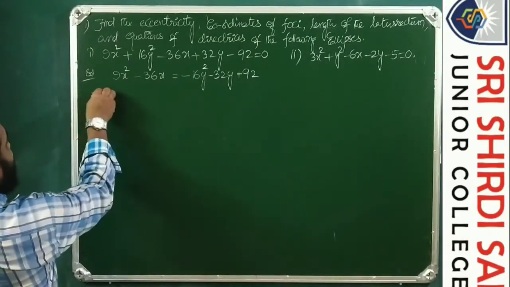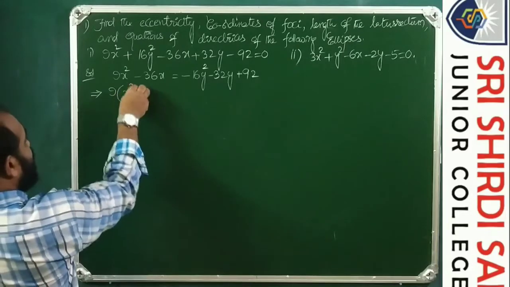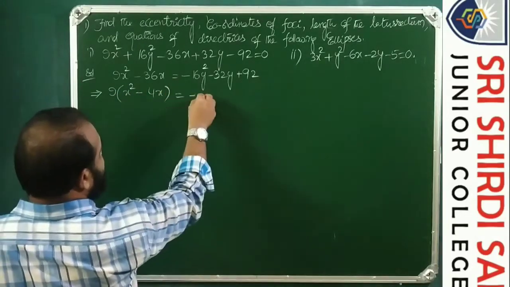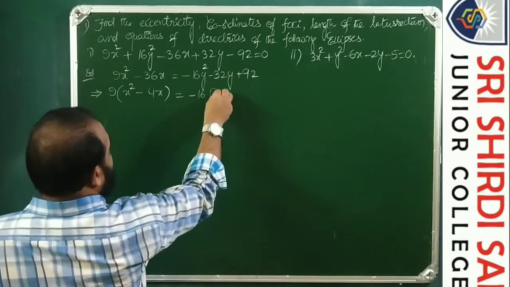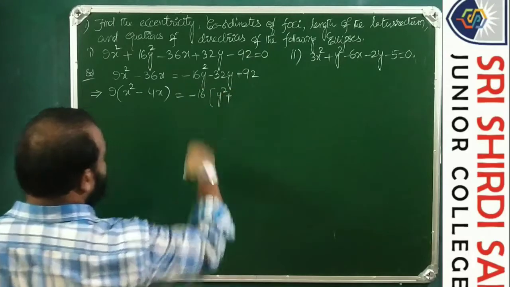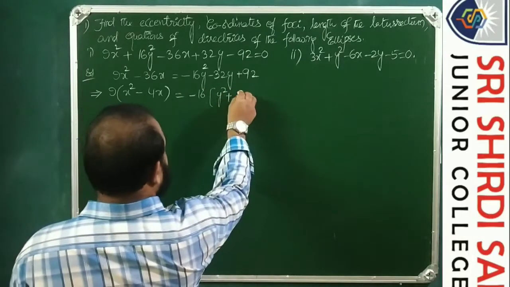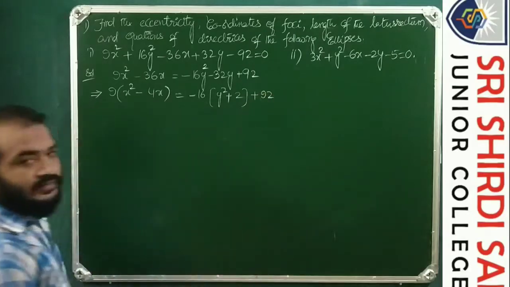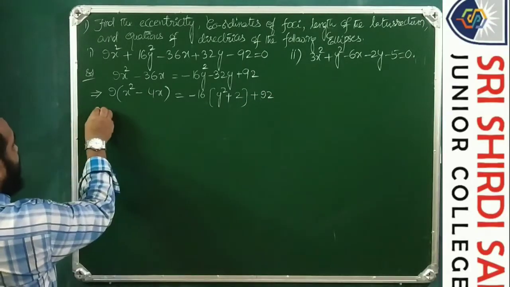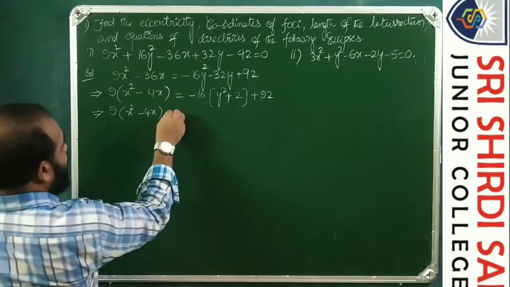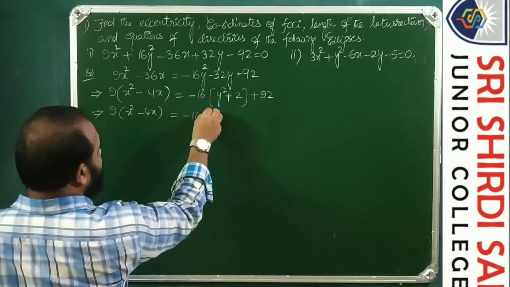Now take 9 as common. This is x² − 4x equals minus 16 if you take it common, then this is y² + 2y. The 92 is intact. Now this is 9 into (x² − 4x) equals −16 into (y² + 2y) + 92.